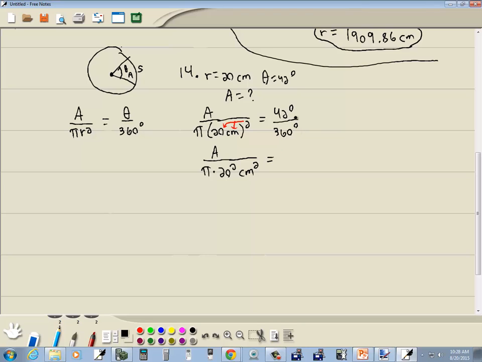Now over here, these degrees will cancel. So we've got 42 over 360. I could even simplify that further, but I'm not going to bother, because I'm putting it in my calculator in a few minutes anyway. Now 20 squared will be, what was that, 400 pi centimeters squared, equals 42 over 360. We're trying to get A by itself, so I'm going to multiply both sides by 400 pi centimeters squared.